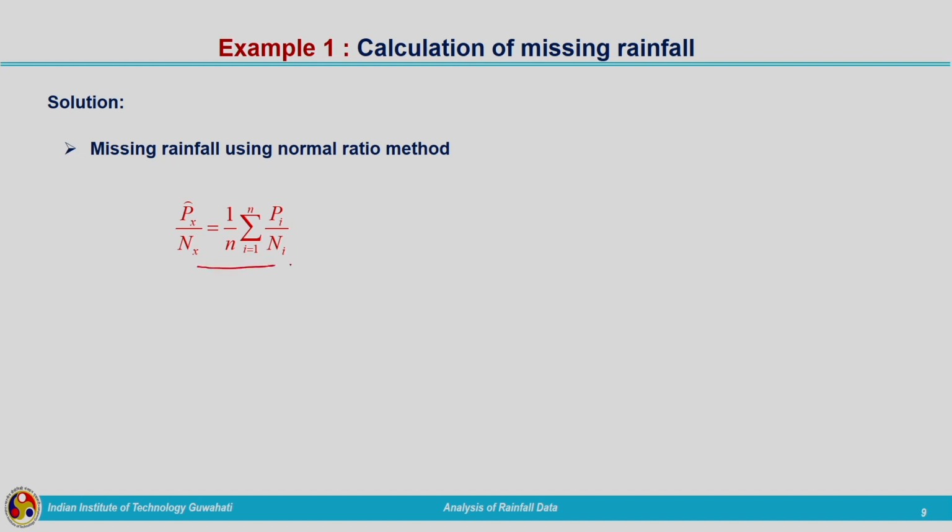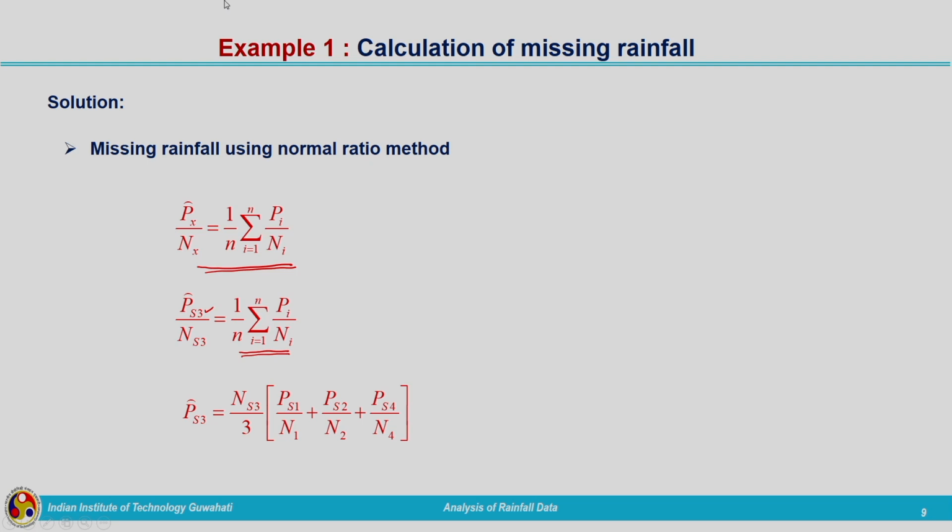The formula we have already seen: we find the ratios of the annual rainfall and the normal rainfall at each station, then average those values and multiply it with the normal rainfall of station X. Here we are just substituting the values. Our station X is the third station S3. PS3 divided by NS3 can be equated to the average of the ratios from the neighboring stations. Substituting the given values, PS3 is calculated as 796.58 millimeters. This is the way in which the missing data at a particular station can be calculated, by making use of the annual rainfall data and the normal rainfall data from the neighboring stations.